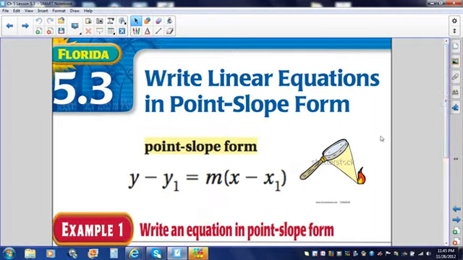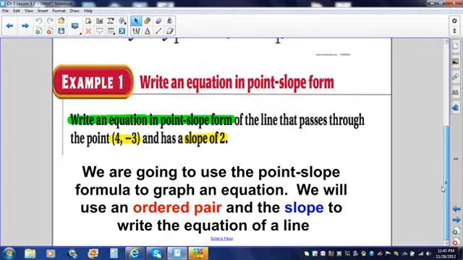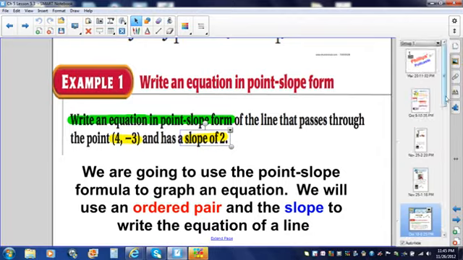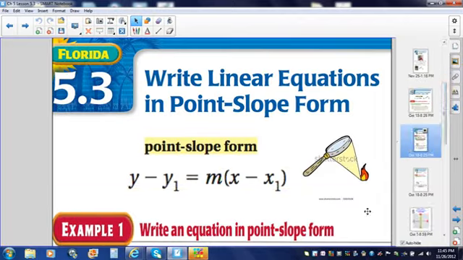So, speaking of ordered pairs, if you would, please write the ordered pair 4, -3 on your paper, and please write that it has a slope of 2. We are going to write an equation in point slope form. So write down the ordered pair, and please write that it has a slope of 2. Here we go. Point slope form, pretty easy.